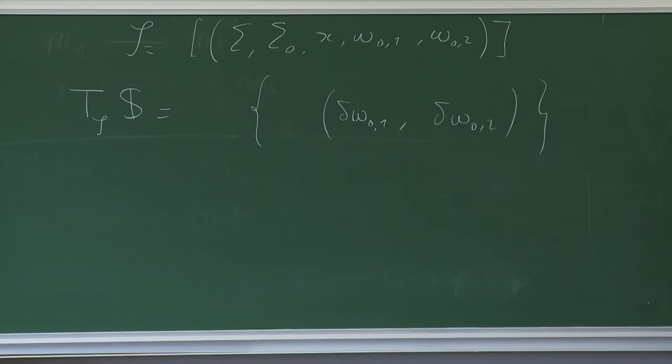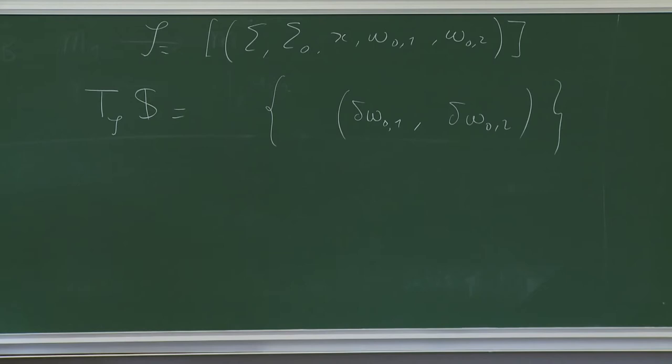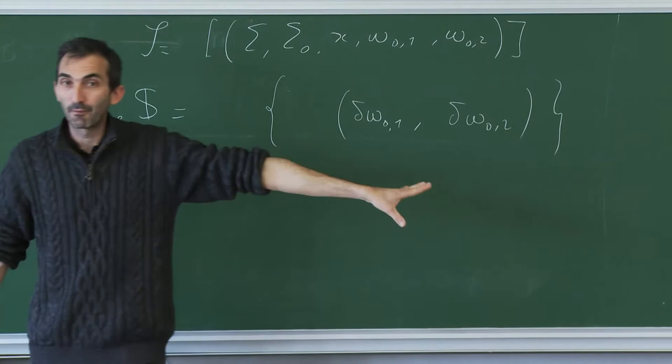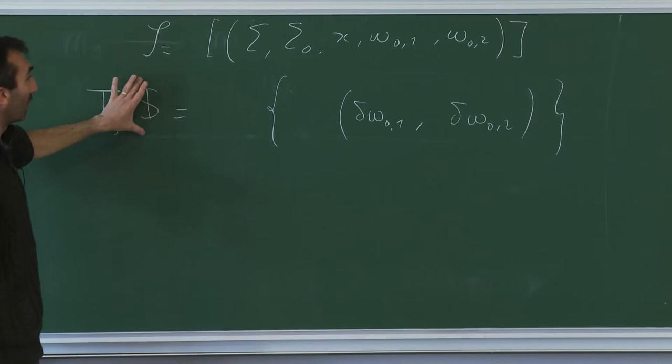So we are working at fixed sigma 0, so it's not all the possible deformations. We are keeping sigma 0 fixed, but we are not keeping x fixed. But we don't need to consider delta x because we can reabsorb it by reparametrization invariance locally. So all the data of a tangent vector is contained in the deformation of omega 0,1 and of omega 0,2.